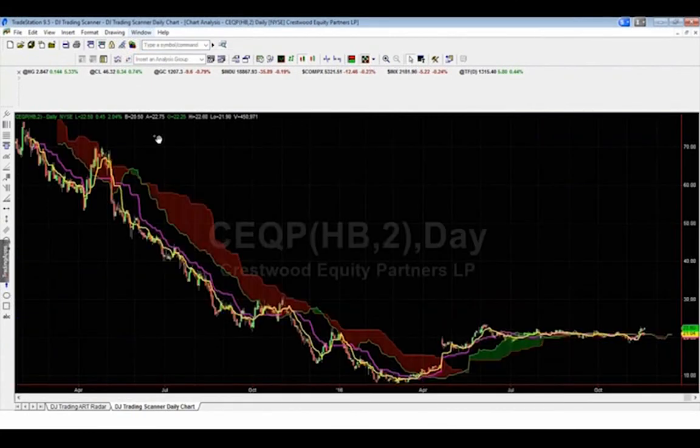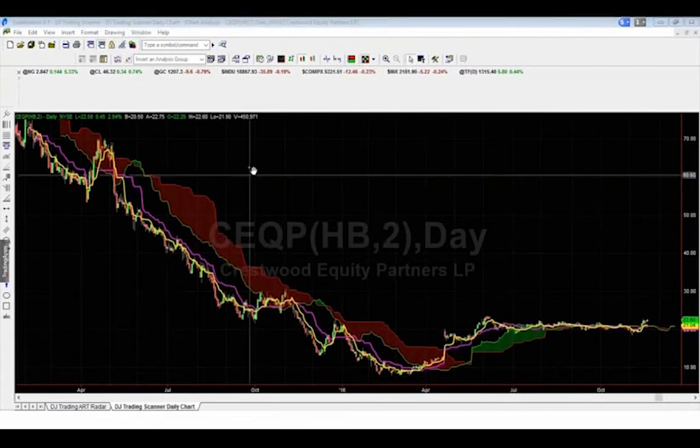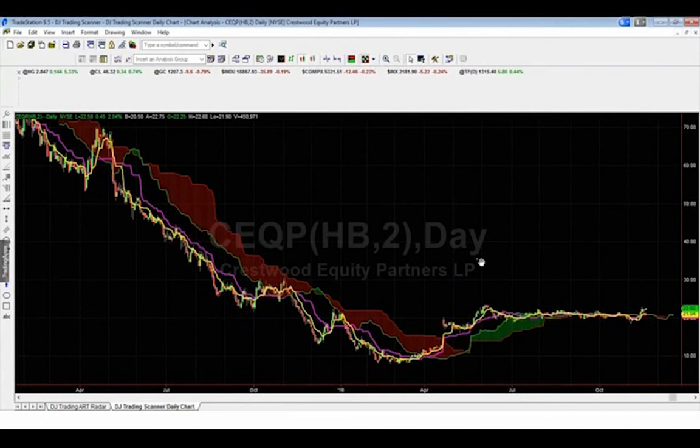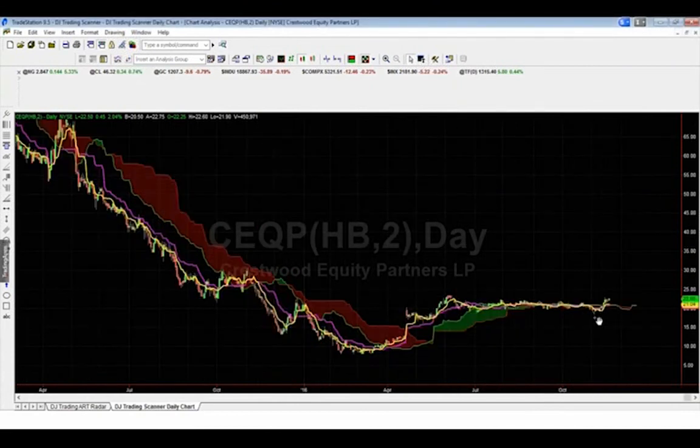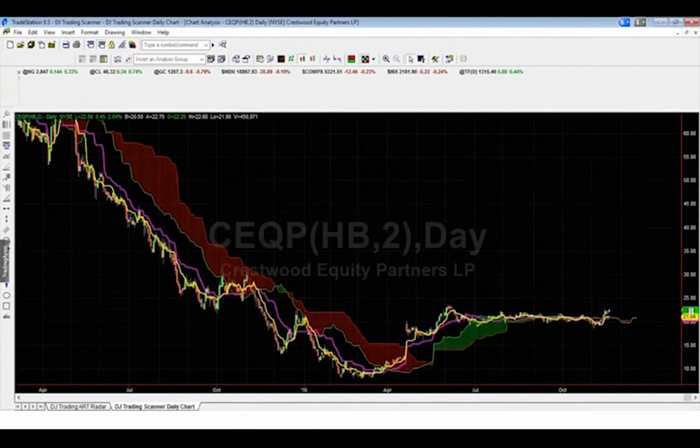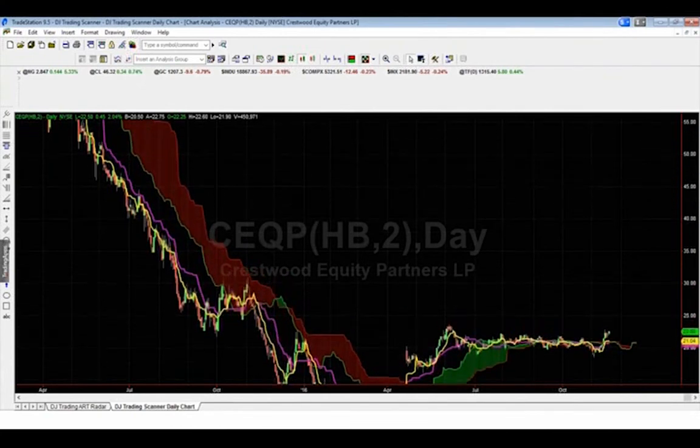We're looking at CEQB, Crestwood Equity Partners. Okay. Look at this now. What a massive drop in price. If that was the EKG, somebody'd be calling for a crash cart, right? Wake this thing up. But it's showing some signs of life. The swings are getting bigger.